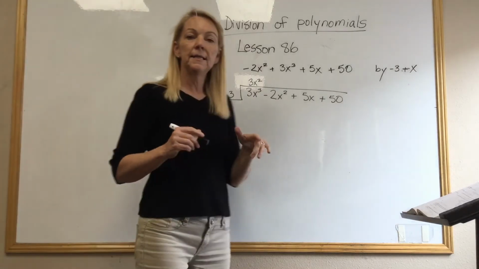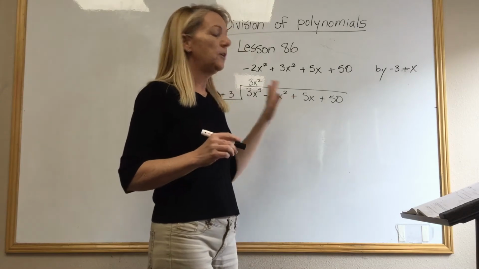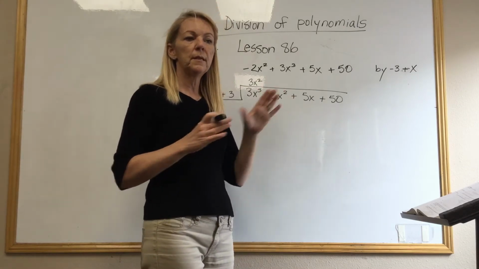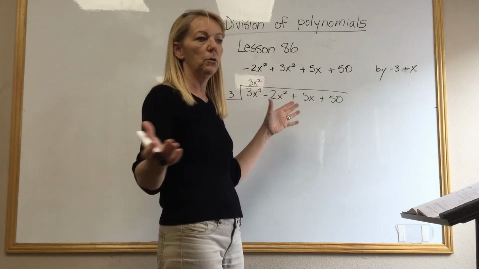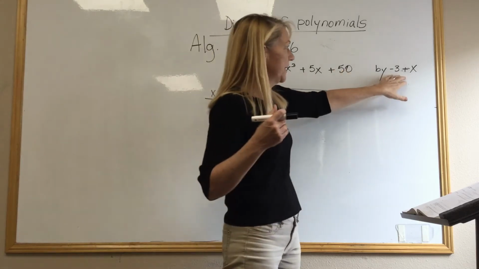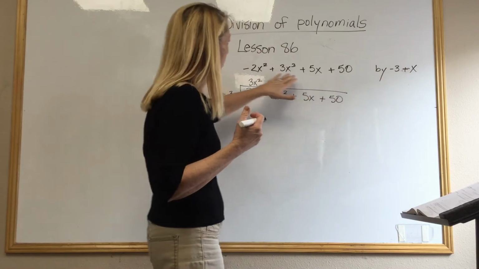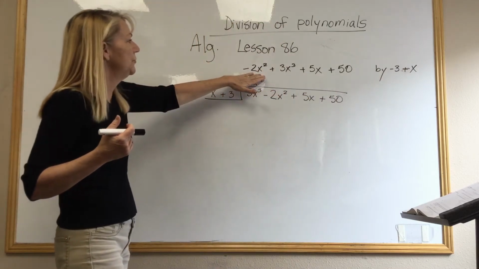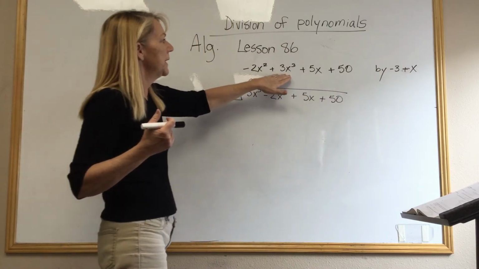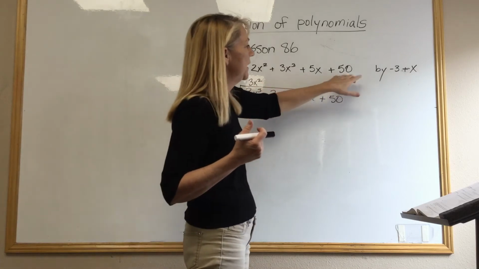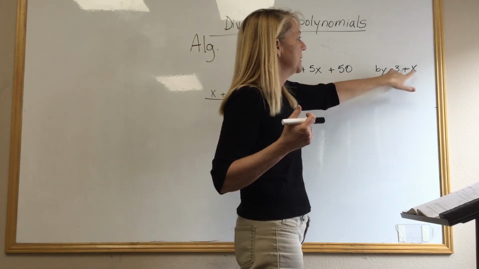Okay, here's lesson 86 continued. This is still division of polynomials, but this is a more expanded polynomial and a bigger divisor. It's not just 1x or 4x squared or whatever. So here we have negative 2x squared plus 3x to the third plus 5x plus 50, and we're going to divide it by negative 3 plus x.